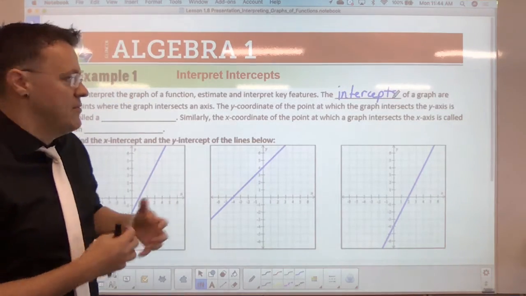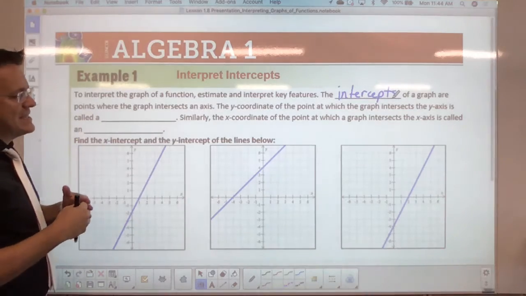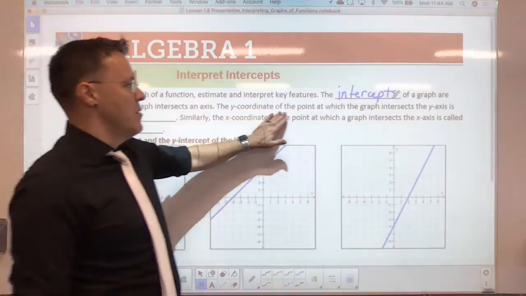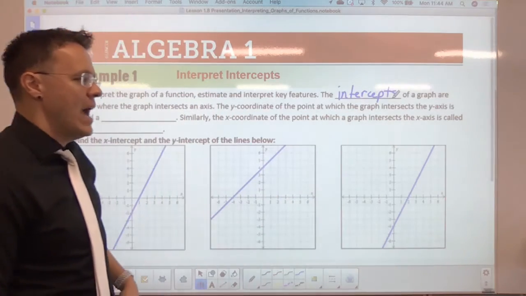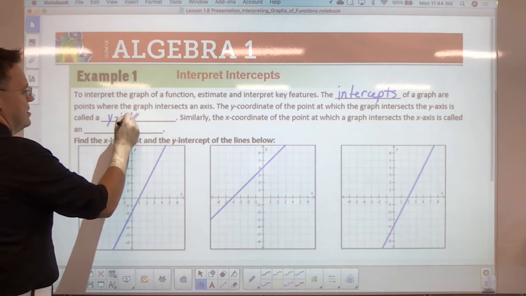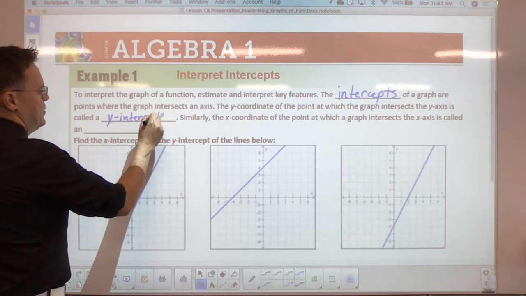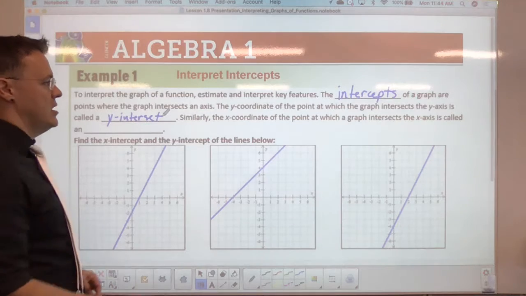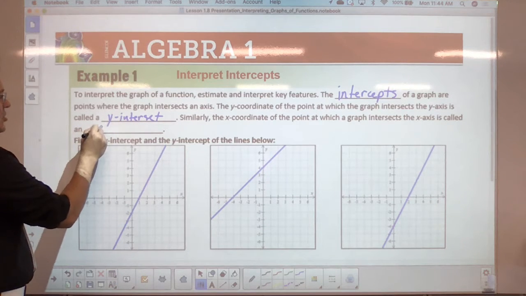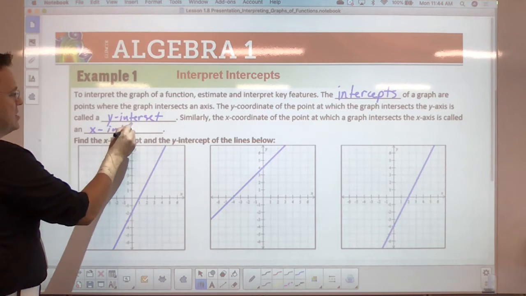The intercepts of a graph are points where the graph intersects an axis. The y-coordinate of the point at which the graph intersects the y-axis is called a y-intercept. Similarly, the x-coordinate of a point where the graph intersects the x-axis is called the x-intercept.